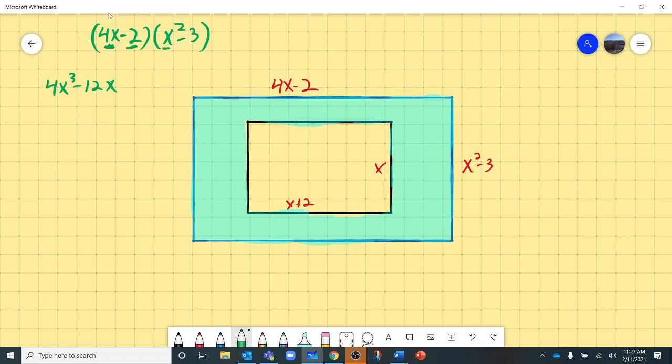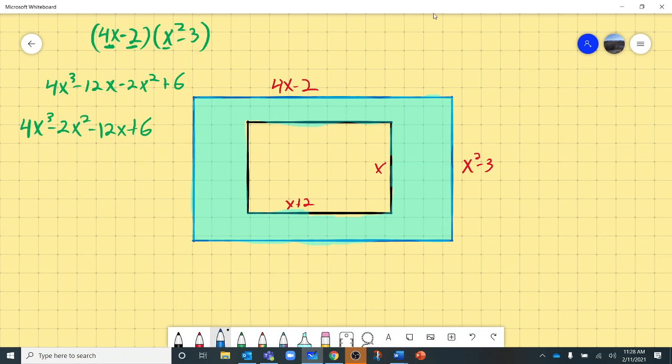And then I'm going to move on to my negative 2. Negative 2 times x squared is negative 2x squared. And negative 2 times negative 3 is positive 6. And then I'm just going to get this into standard form. Remember standard form, we look at the degree of each term and put it in order. So we have 4x cubed minus 2x squared minus 12x plus 6. That would be if we were just finding the area of the whole rectangle, that's what we would get.